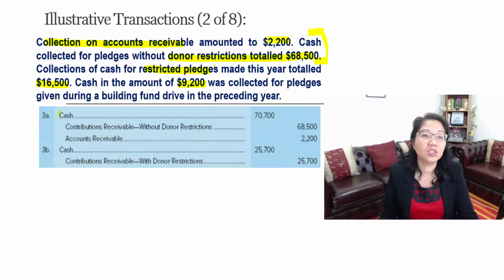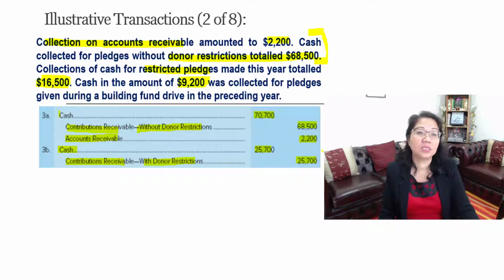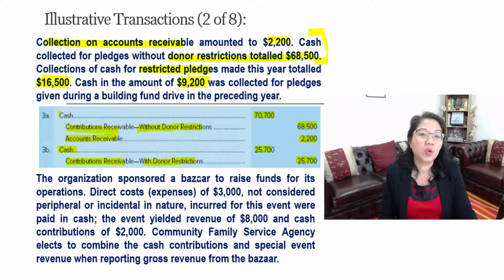So we received cash for 68,500 plus 2,200, so that's 70,700. And credit contributions receivable without donor restrictions, 68,500, and accounts receivable was to be credited for 2,200. We will also debit cash for 25,700. This is the total of 16,500 and 9,200, and credit contributions receivable with donor restrictions for 25,700.